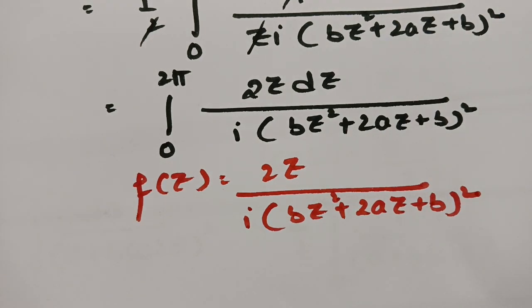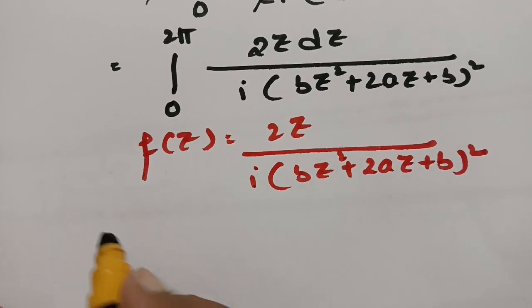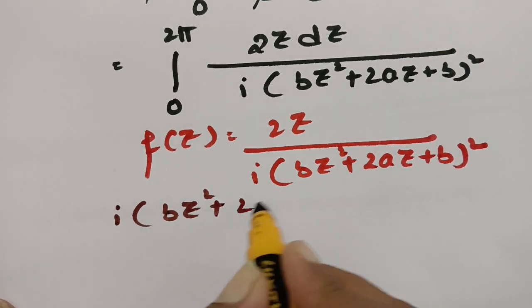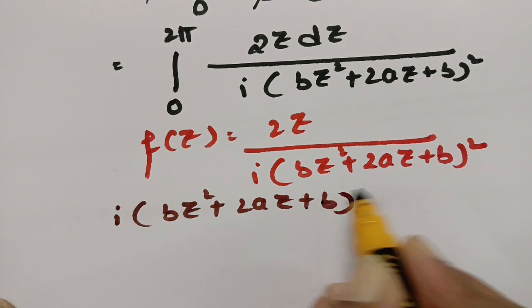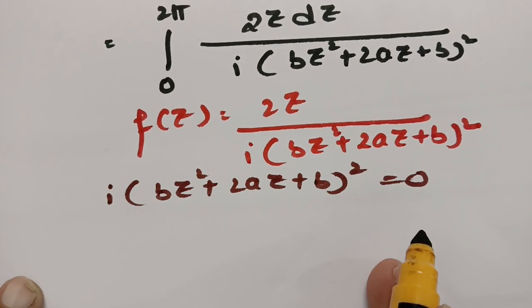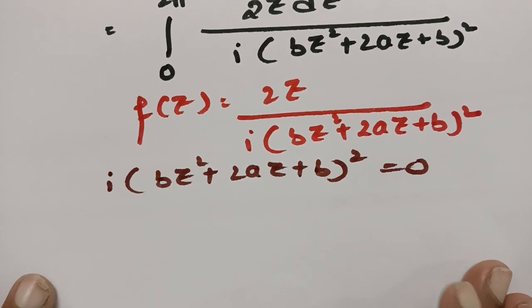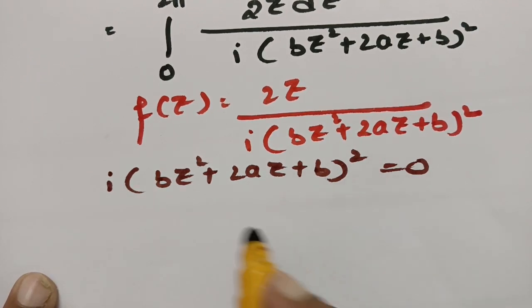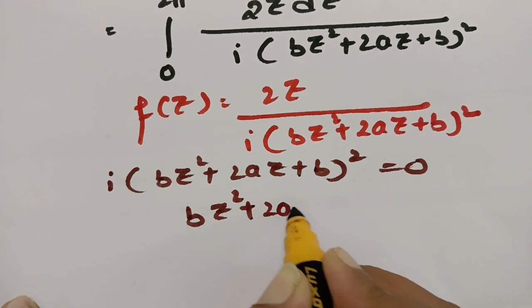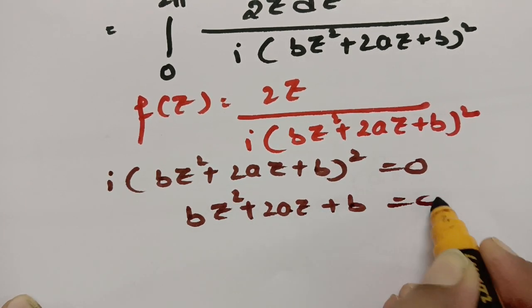Now in order to find the poles, what do we have to do? We have to equate the denominator to 0. So if I equate the denominator to 0, this will be i times (bz² + 2az + b)² equal to 0. Then if I send the square to the other side, it becomes root, and what remained here is bz² + 2az + b equal to 0.